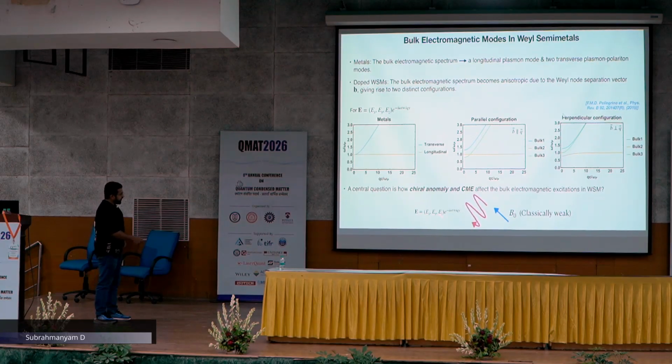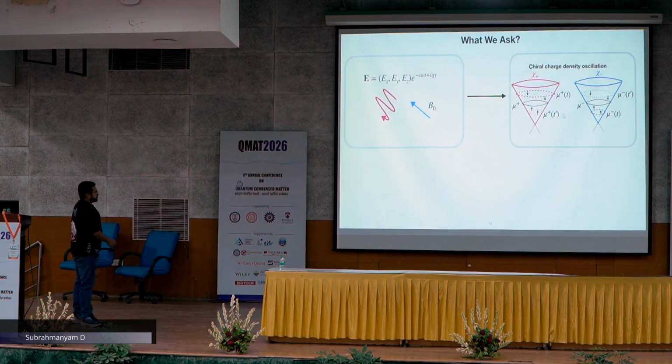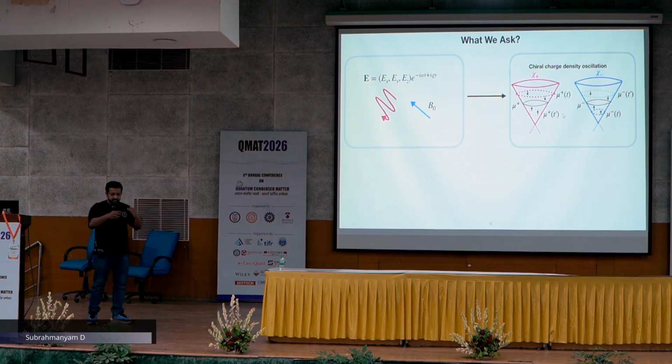For this, we have a varying electromagnetic field having frequency omega and propagating along the y direction with wave vector q, and we have applied a static magnetic field B naught, which is classically weak such that Landau quantization is neglected. Here, due to this varying electric field and a static magnetic field, we are going to activate chiral anomaly, but since the electromagnetic field is varying, there will be oscillations in the chemical potential imbalance, like we are showing at time t. The chemical potential goes here, and then after a time t dash, it goes there. So it starts to oscillate.